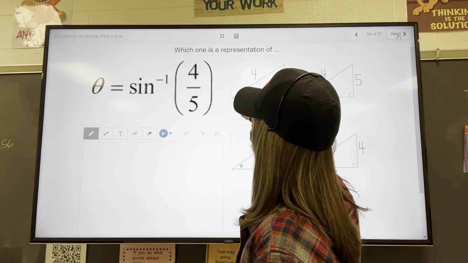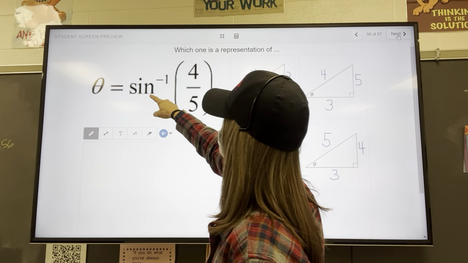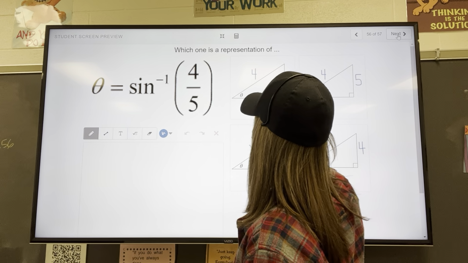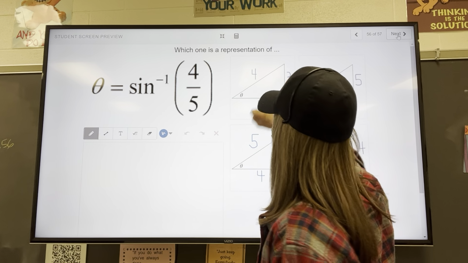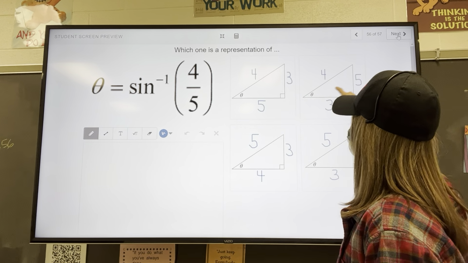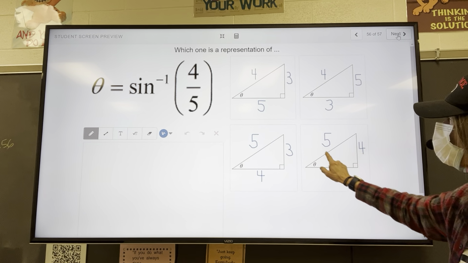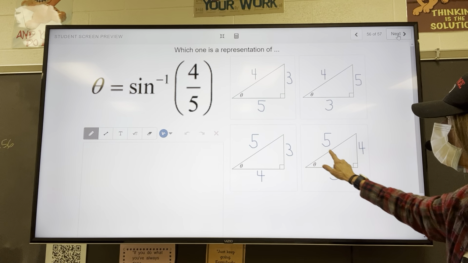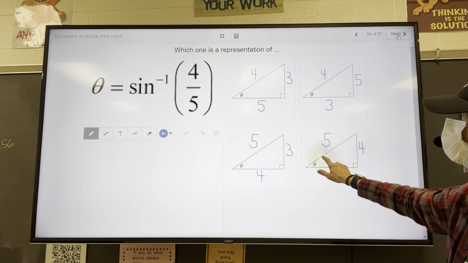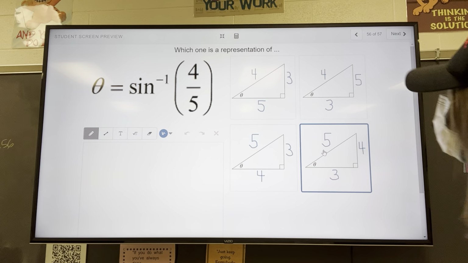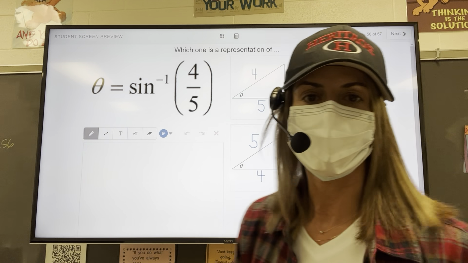I'm referencing this angle theta. The sine relationship is opposite over hypotenuse. The opposite side for this triangle is 3. That's not it. The opposite side for this triangle is 4. Opposite over hypotenuse, 4 over 5. So this is the triangle we're going to use. And it's asking for the representation. I don't know why there needs to be any work there. So that's it. We're done.